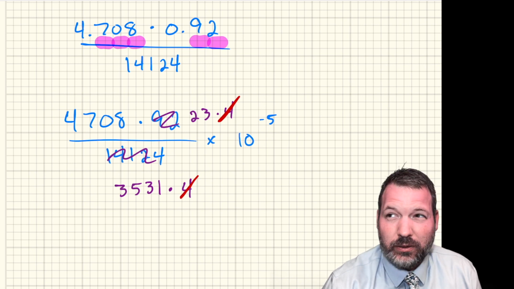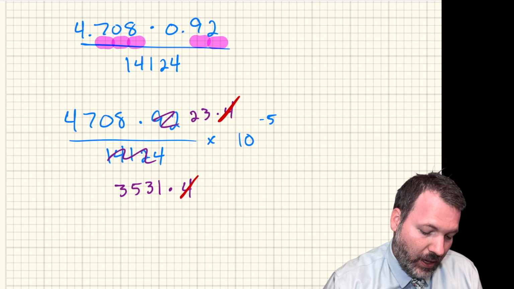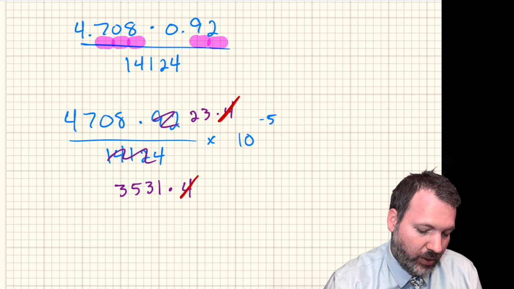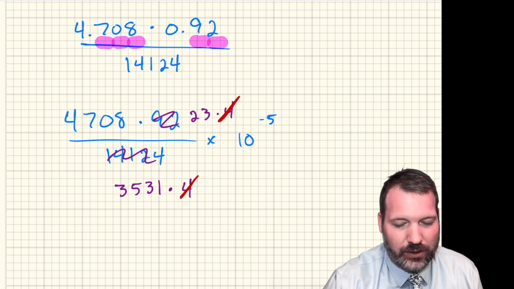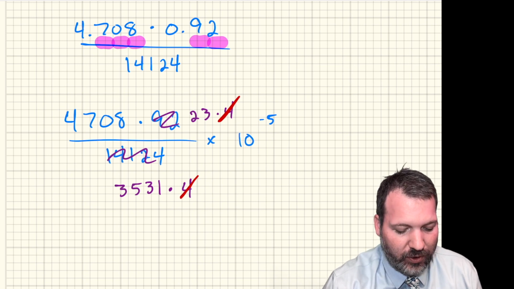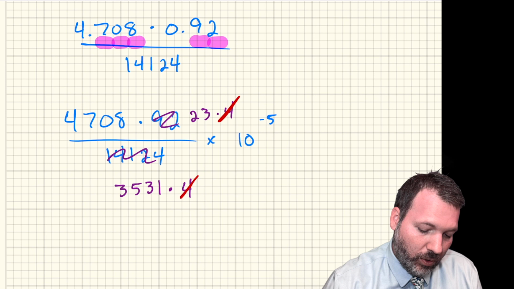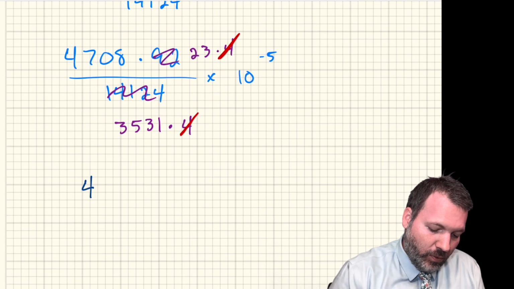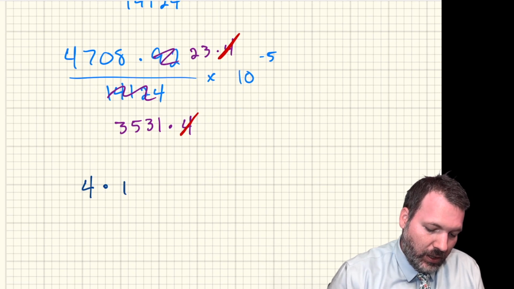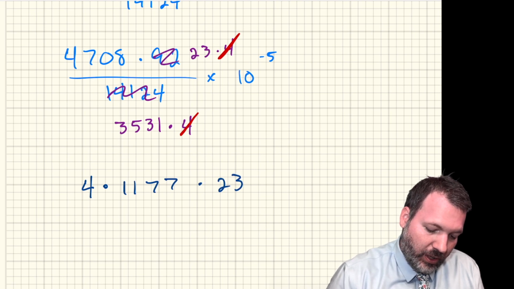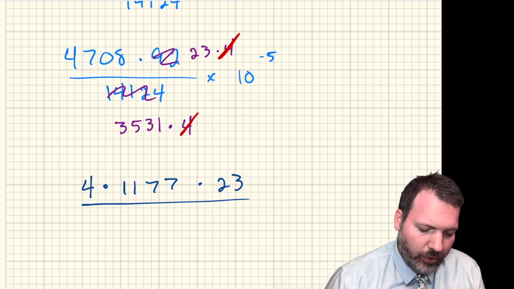3531 is still divisible by 3, and 4708, ooh, not divisible by 3. 23 also not divisible by 3. So now this is getting a little rougher. 4708 is divisible by 4, so I can now write that as 4 times 1177. Oh, that's interesting. Times 23 over 3531.